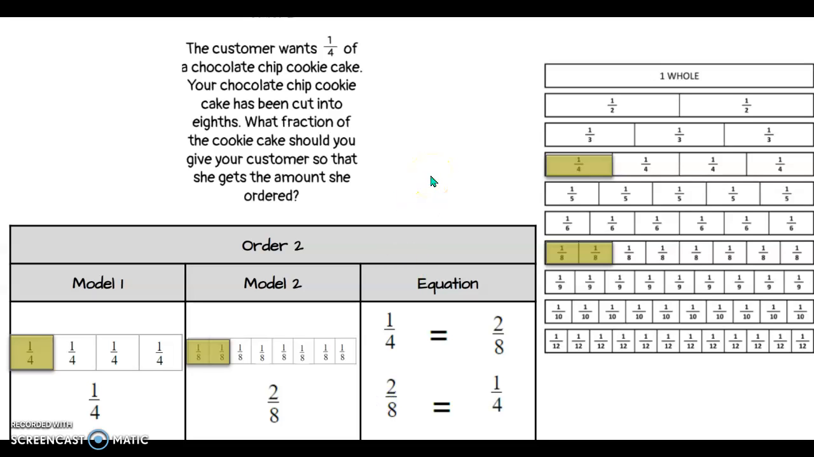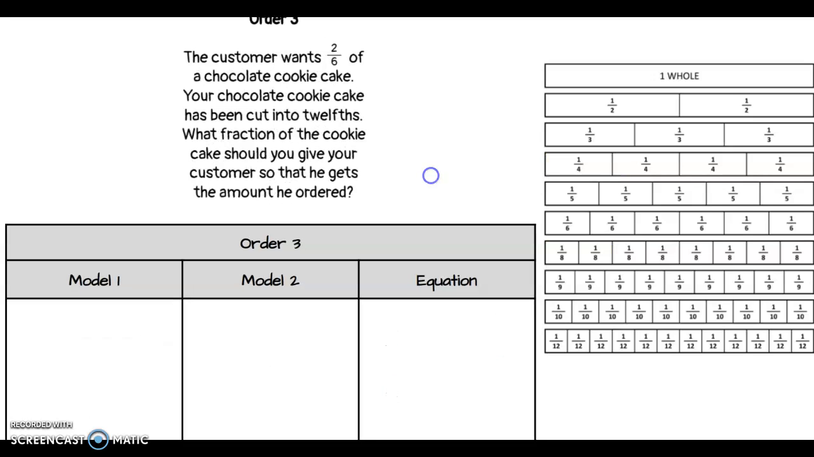All right, make sure you have everything written down and colored in, and let's get ready for order number 3. Order number 3 says the customer wants 2/6 of a chocolate chip cookie cake. Your chocolate cookie cake has been cut into 12ths. What fraction of the cookie cake should you give your customer so that he gets the amount he ordered?